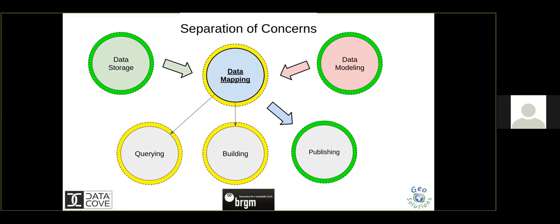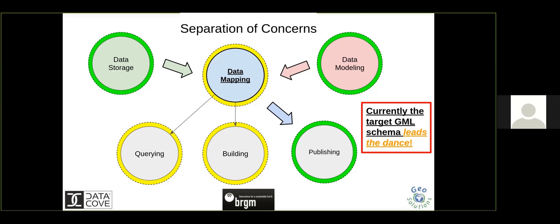For example, if a certain way of expressing a certain semantic in GML is not supported by application schema, then we need to extend application schema to support that specific format. So there is a very, very strong connection between the schema, the data mapping, and the data storage. And this, I cannot repeat this enough, GML leads the dance. It leads the dance everywhere.